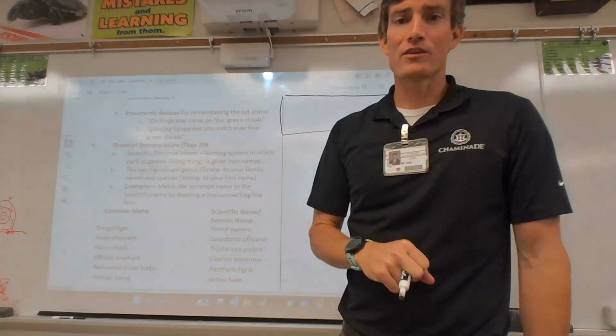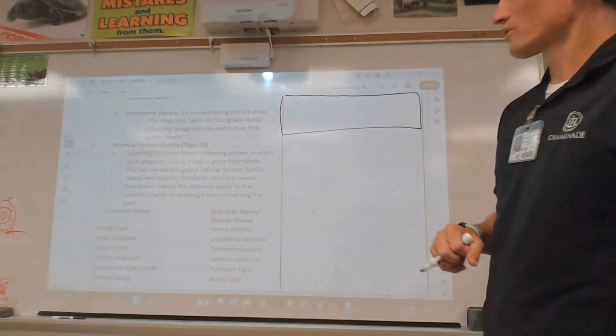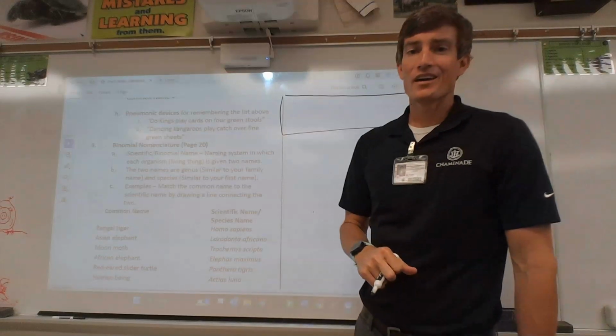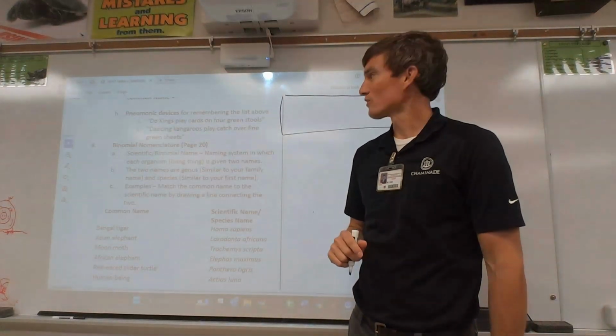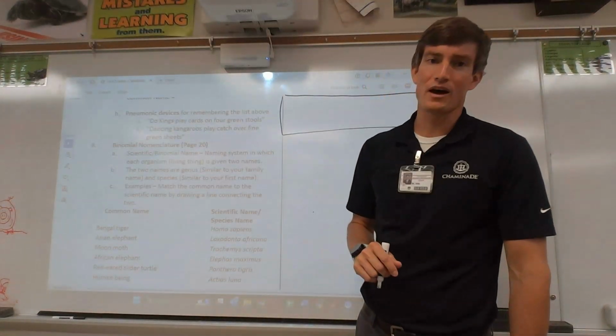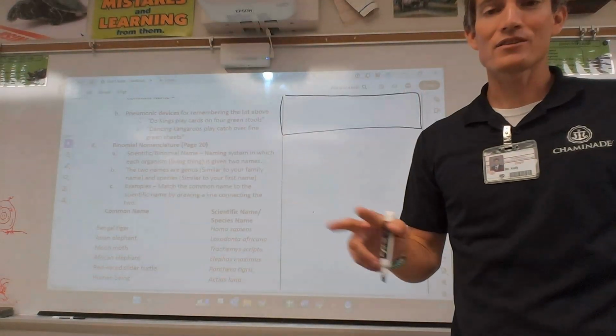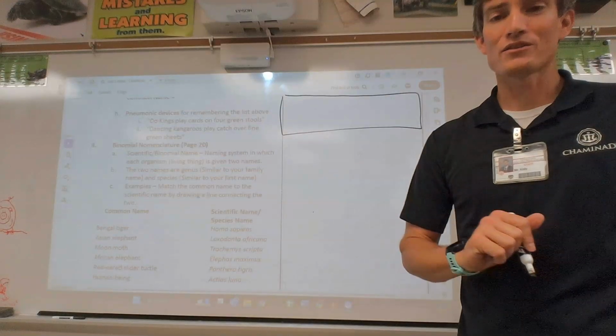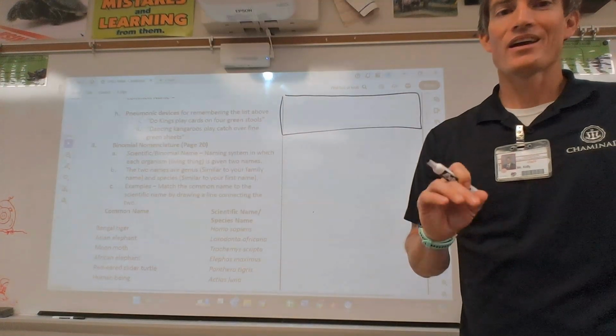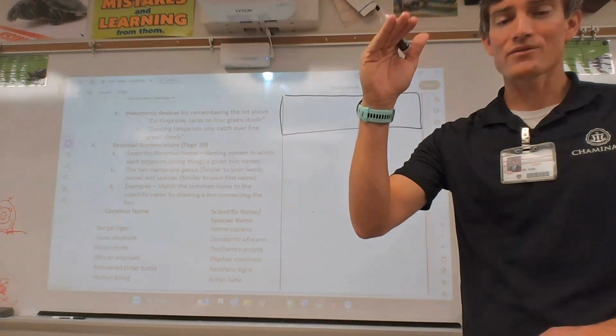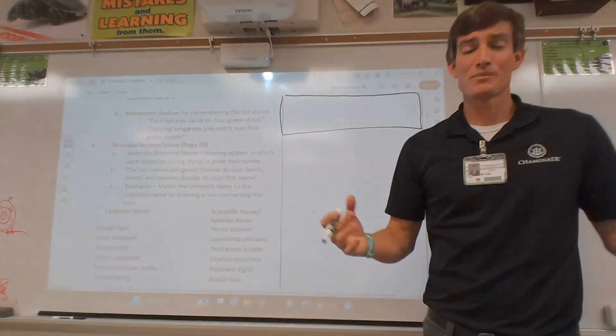Do kings play cards on 4 green stools? And the second one is dancing kangaroos play catch over fine green sheets. So those are both, once again, kind of silly sentences, but what a mnemonic device is meant to do is to help you to figure out how you can remember a list of things by putting them in sentence form.